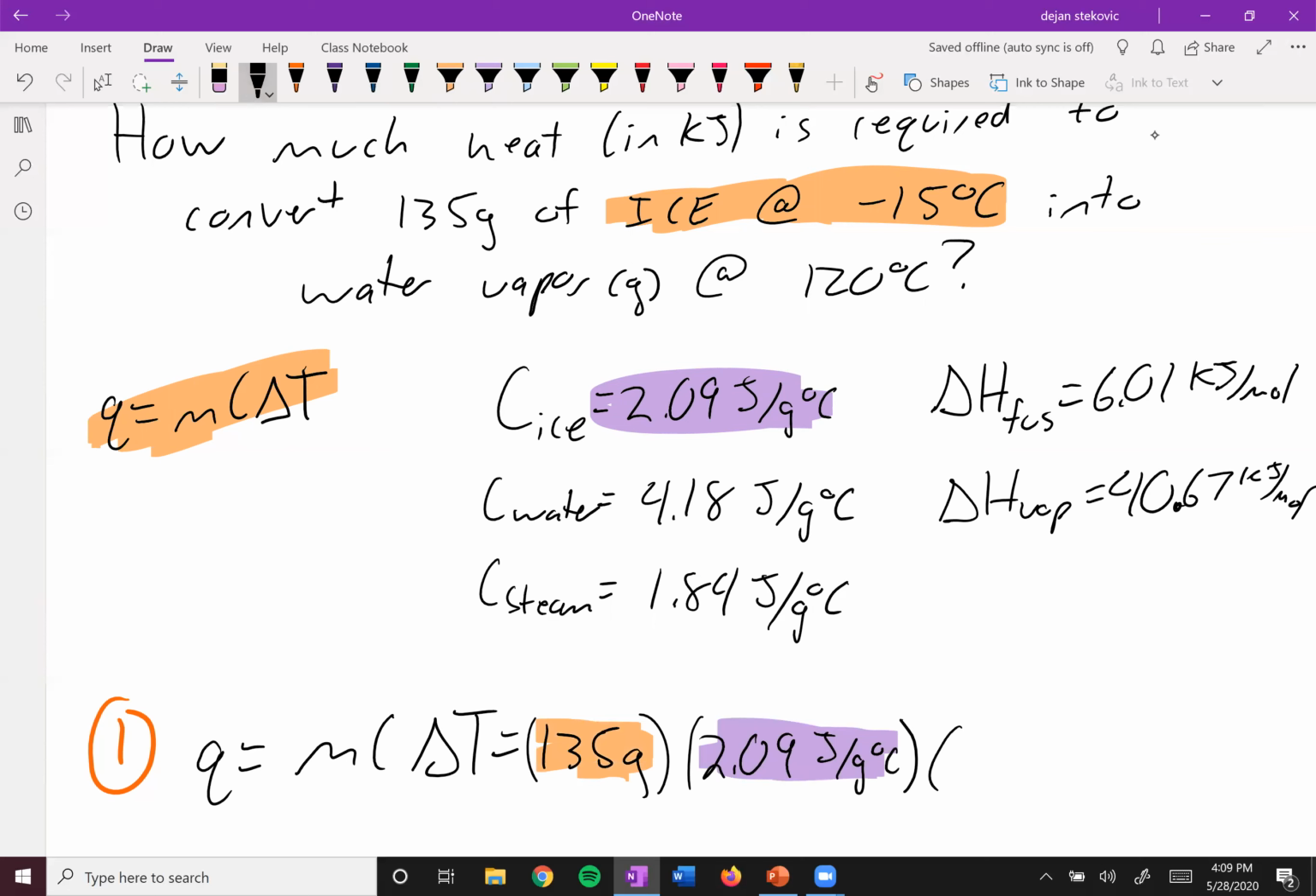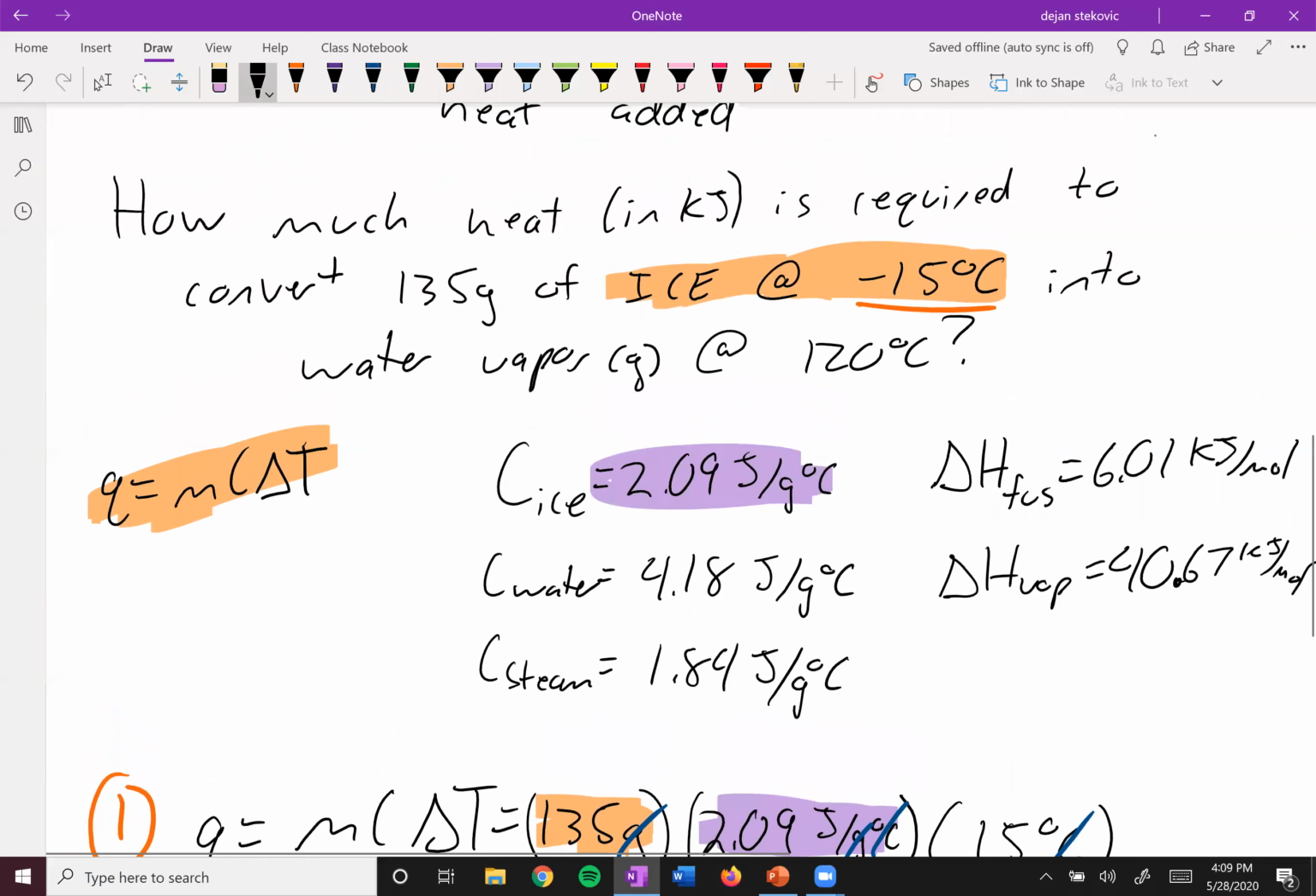And then we multiply by the change in temperature. It's going to go from negative 15 degrees Celsius all the way up to 0 degrees Celsius. That's a change in 15 degrees. So the delta T is 15 degrees Celsius. You'll notice all the units cancel out nicely so that we are left with joules.